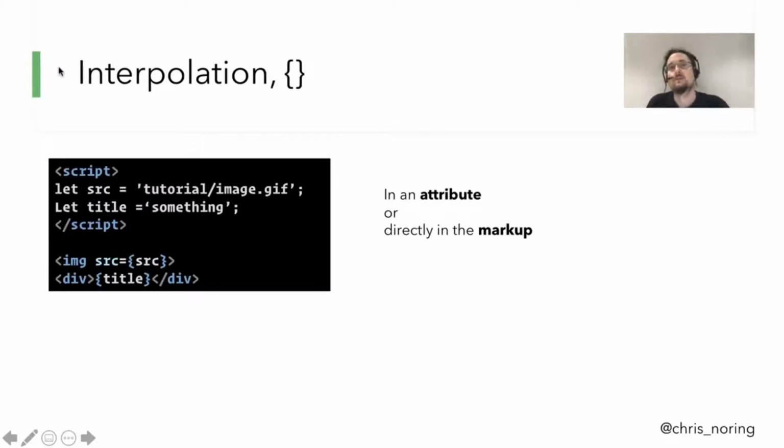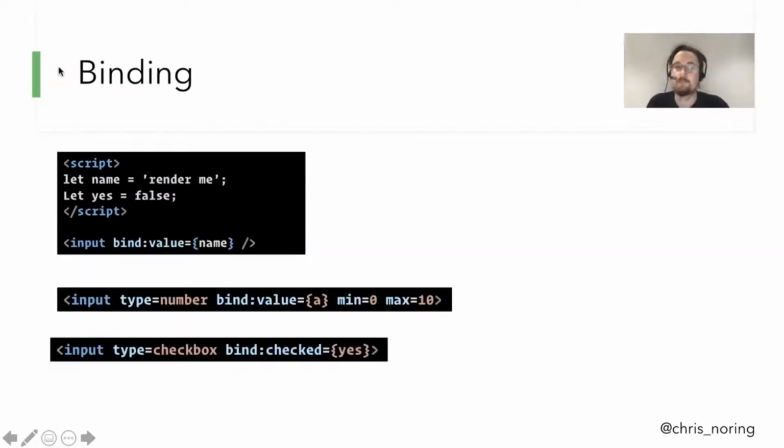Okay, let's repeat how Svelte deals with data and how you can display the data. You use this interpolation syntax, you use the curly brace. We can see that as we have this source variable, and we're able to bind to that value inside of an image tag, for example, on the attribute, or we can bind inside of a div tag in its inner HTML. That works as well.